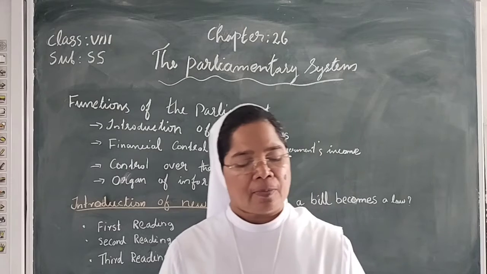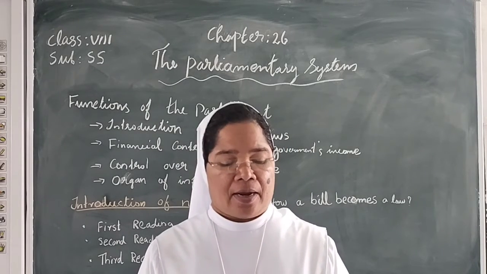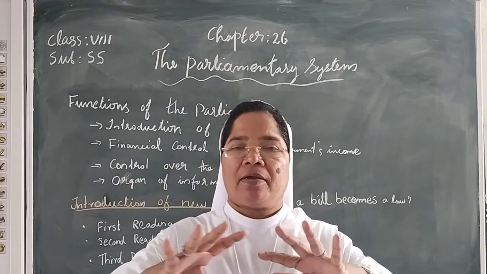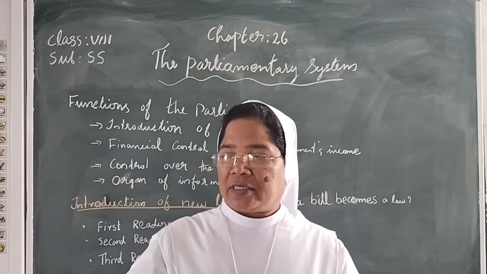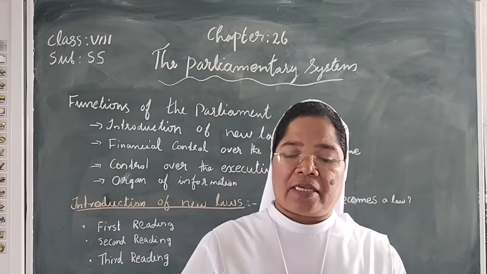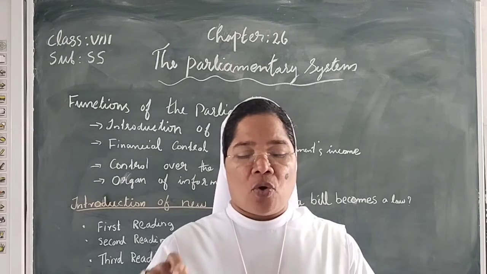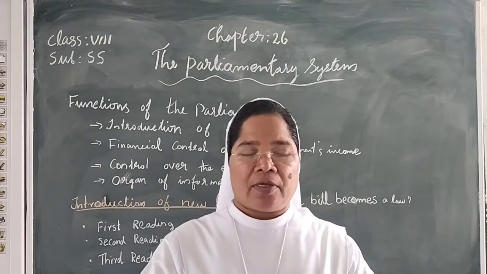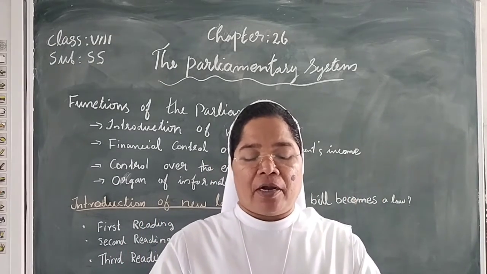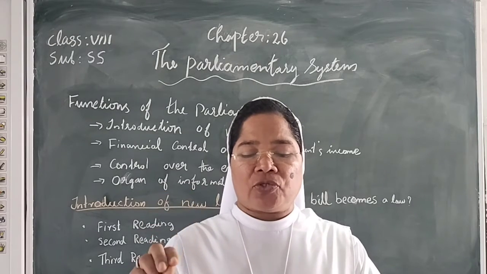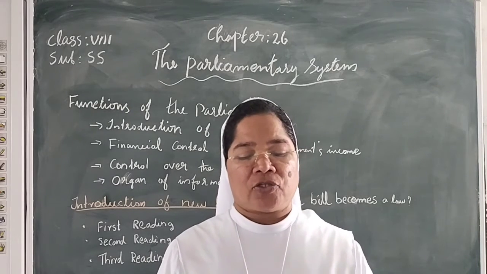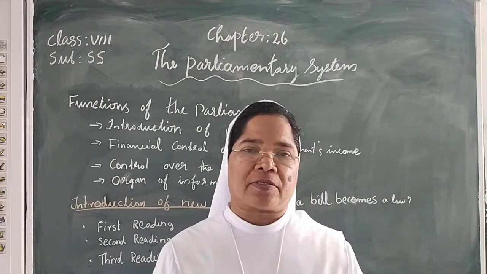Okay, understand? Now let us go to the financial control over the government's incomes. Parliament can use the money according to its wish, but there is control. The Parliament exercises strict vigilance over the finance of the state. The Parliament provides ways and means to raise the revenue required, and also ensures the money so granted has been spent for the authorized purpose.